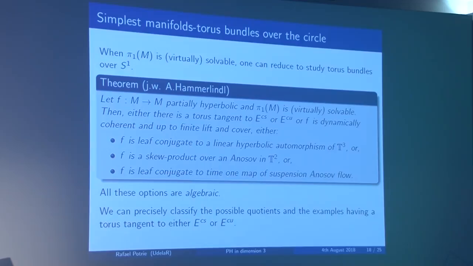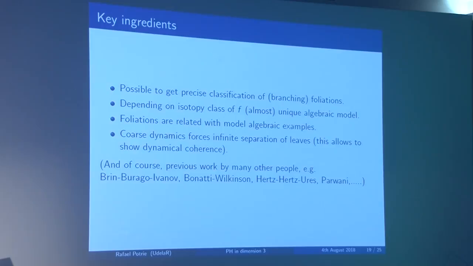And the key ingredients of this result depend on the fact that we are in small manifolds. Okay, so in this kind of manifolds, it's not difficult to obtain a precise classification, at least at big scale, of which are the possible foliations that these manifolds can have. And of course, this is very important to have no Reeb components. And also, it's very important that once you look at an isotopy class of a diffeomorphism, there's an almost unique algebraic model that F has to be conjugated to. So we already know where we are going. And that is also very important in the proof of this theorem.